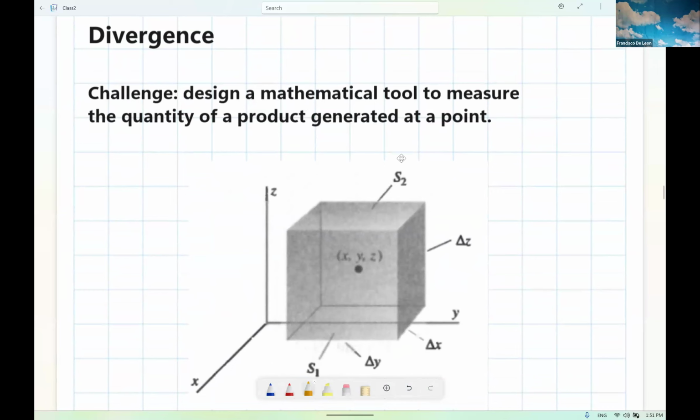Tell me, with what you know, I want you to design a mathematical tool to measure the quantity of a particular product generated at a point. The easiest thing is, okay, let's take a point in the middle of a cube and say it's producing electric field or something, right? Quantity of something. So what will you do?